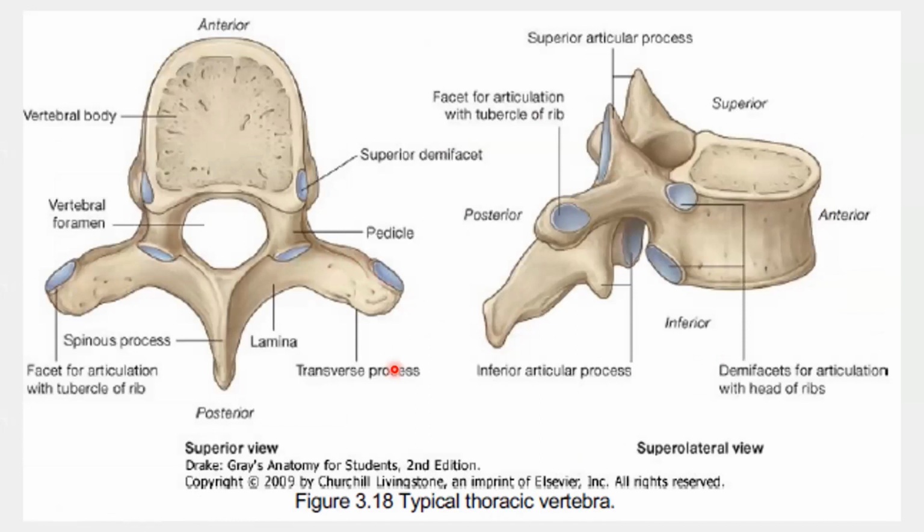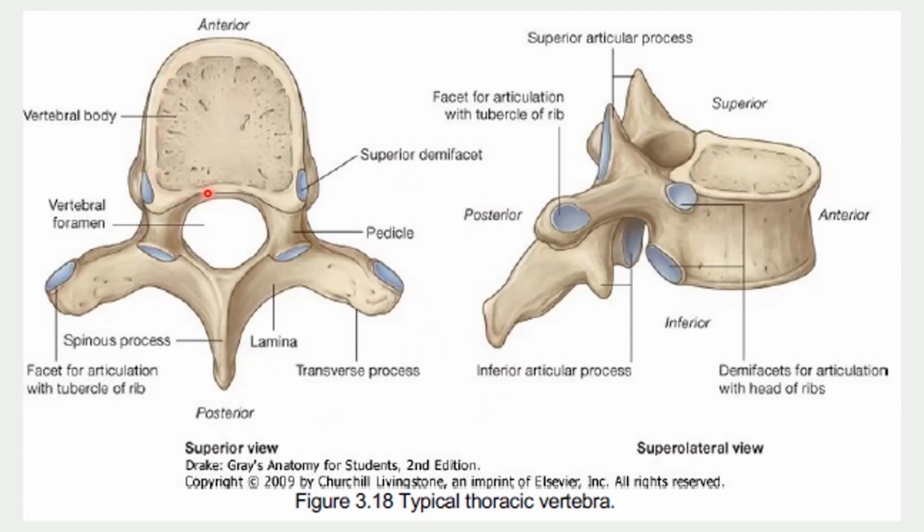Here, this is a typical thoracic vertebra. You have the cervical vertebrae in the neck, then the thoracic vertebrae in the thorax area, then the lumbar and the sacral in the much lower regions. They have typical appearances. You will learn about each of those in these sections, but usually the thoracic vertebra is considered a typical vertebra, and this is one of the typical thoracic vertebrae.